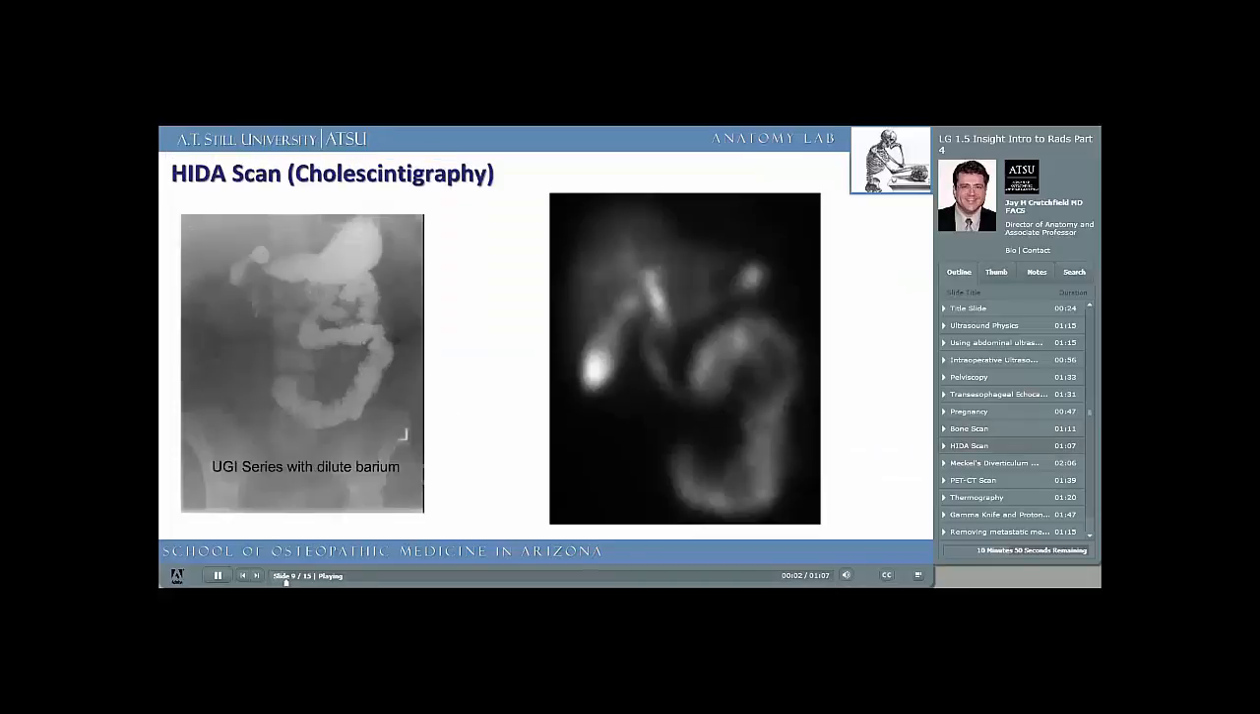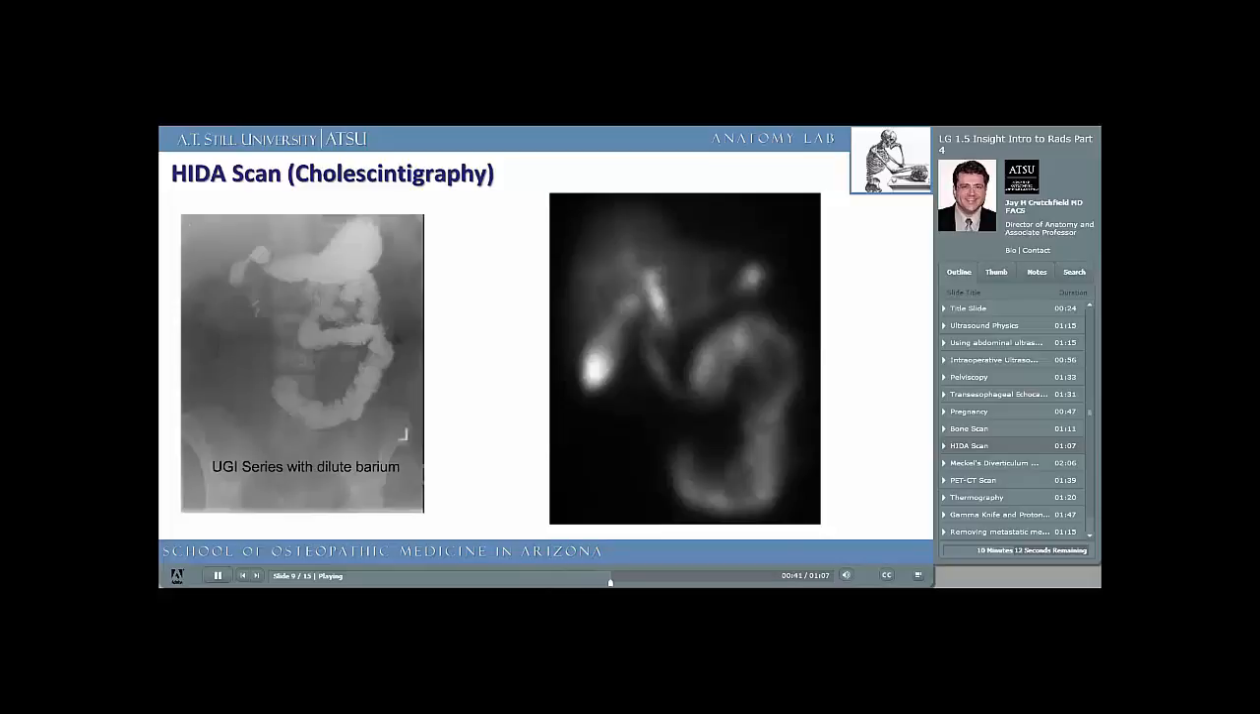Here we have a HIDA scan, also known as cholecystography, and previously known as a PIPIDA scan. You'll learn later what the initials stand for, but for now, just understand this is a radioactive test, much like the bone scan, where the patient is injected with technetium, and using a gamma camera, images are obtained. In this image, on the left only, for comparison purposes, I've given you an upper GI series showing the relevant anatomy, the stomach, the duodenum, and the small intestines. On the right is a normal HIDA scan.